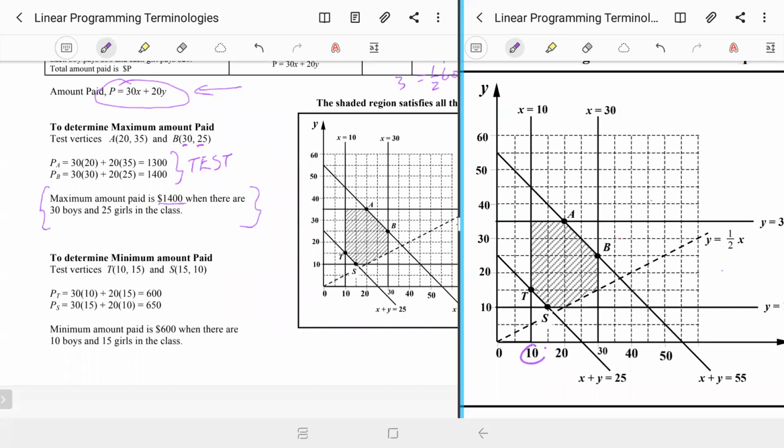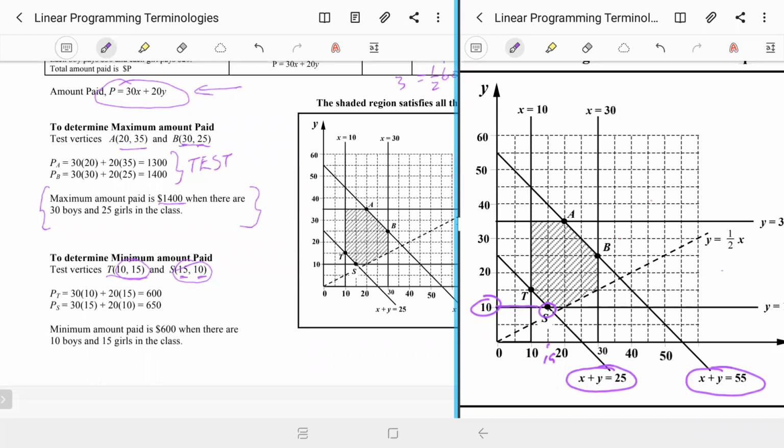T is the point 10, 15. And S right here is the point 15, 10: 15 boys, 10 girls. Notice this adds up to 25 and this adds up to 25 too. Remember, they're on the line where the total is 25. These two are on the total line where the total is 55 up here.